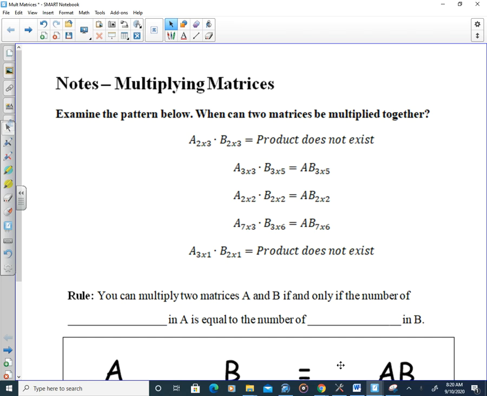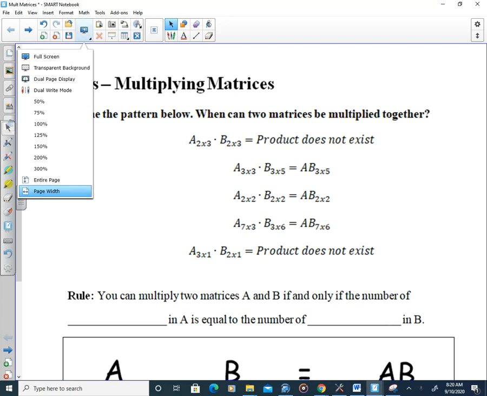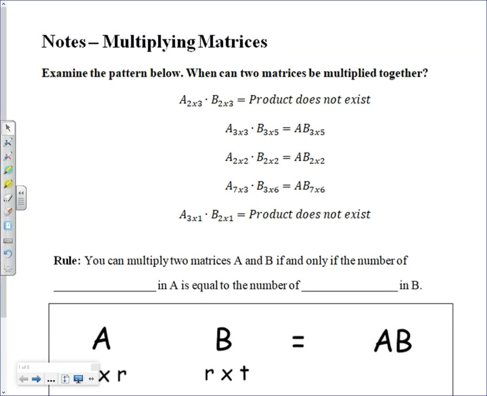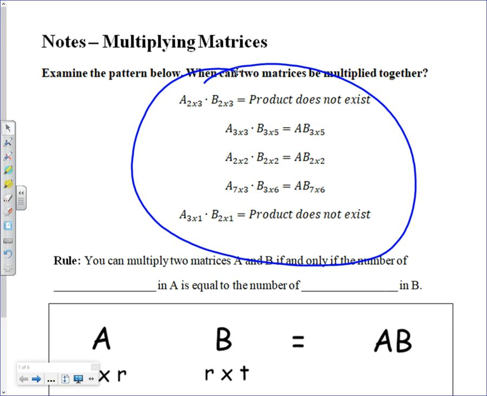Today we're going to learn how to multiply matrices. Alright, I want to take a look at this. I want you guys to think about this. So over here, in this area, is what I want to focus on right now. This area right here.